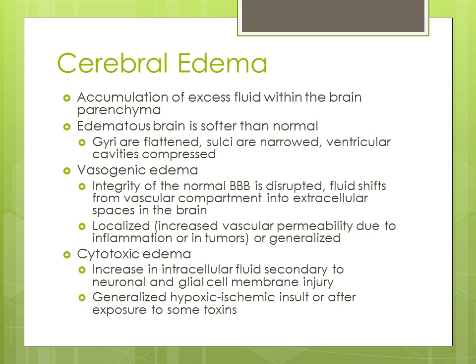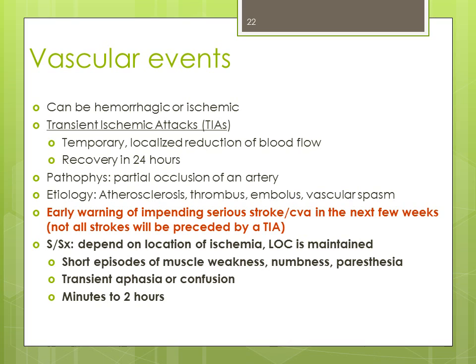Okay, next, we're moving into vascular events, and these events can be either hemorrhagic or ischemic, and so that means they can either be caused by bleeding into the brain or by a blockage of blood going into the brain. And the very shortest example of this would be what's called a transient ischemic attack, or a TIA.